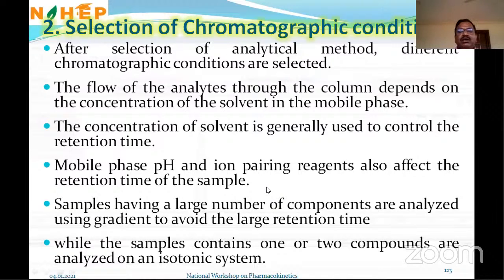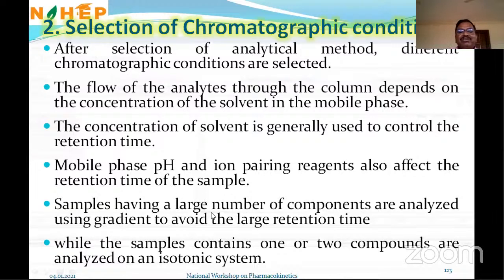Samples having a large number of components are analyzed using gradient elution to avoid a longer retention time. Gradient elution is used if many compounds are present. In a gradient system, first one mobile phase is passed, in which the desired component is retained, whereas the others are eluted and removed. Later on, to elute the retained component, we change the mobile phase combination so that the desired component is also eluted later.